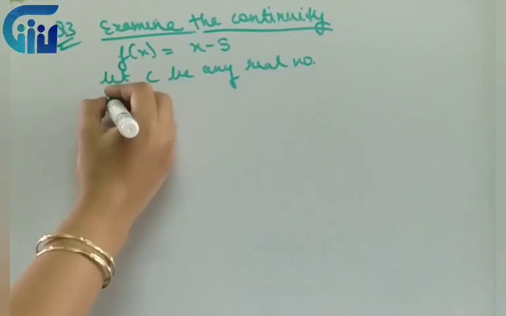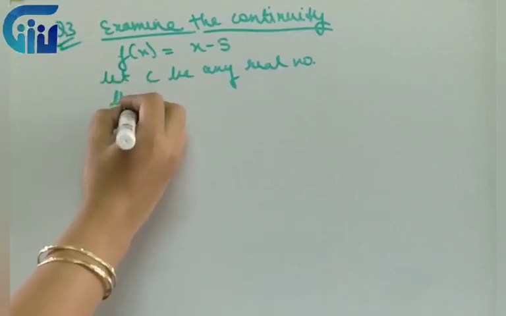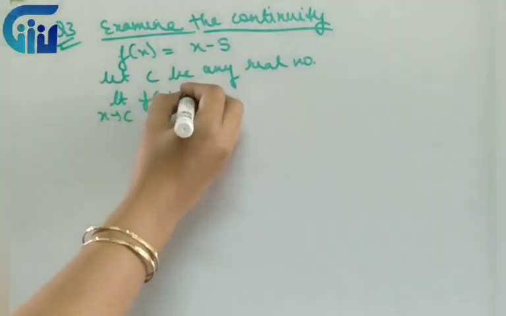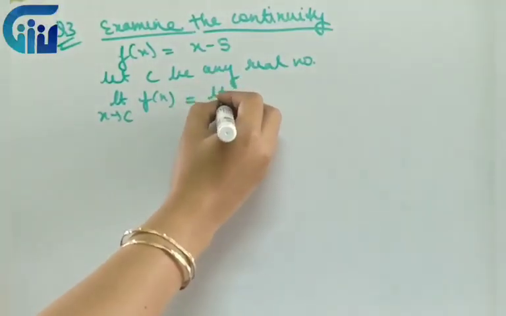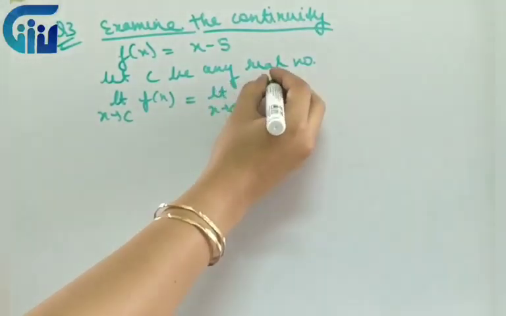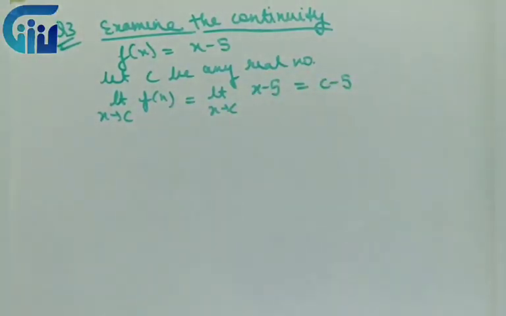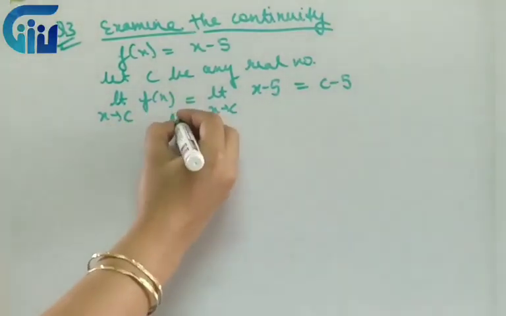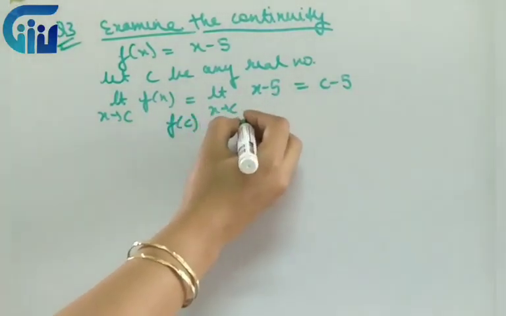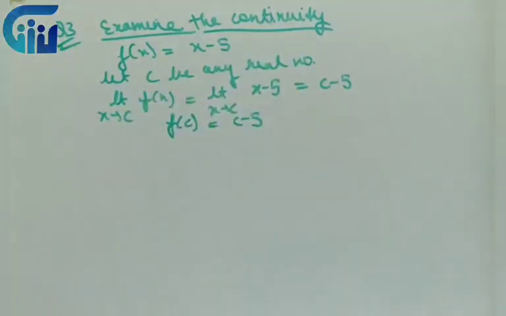So over here, if I say limit x tending to c f(x), it means what? I'll just put the value of the function, which is x minus 5. If I put c in place of x, it will be c minus 5. Whatever real number it is, it can be any real number, I'll get a particular answer, c minus 5. Similarly, what will be f of c? It will also be c minus 5. Since both are equal, it means the given function is continuous, right?